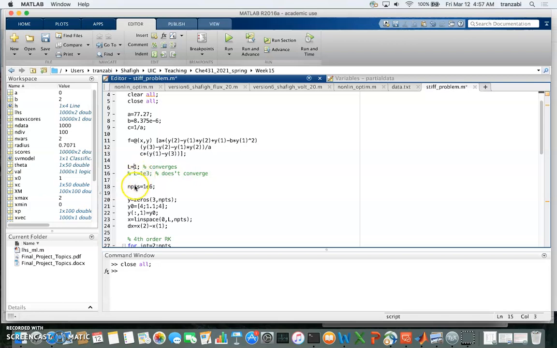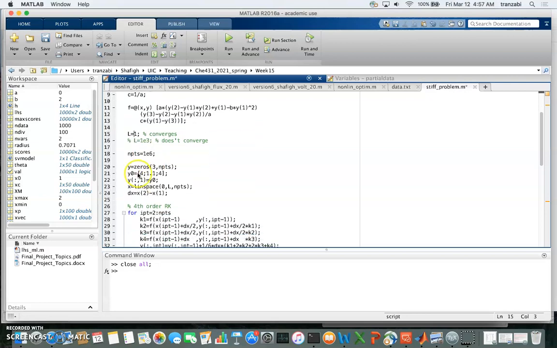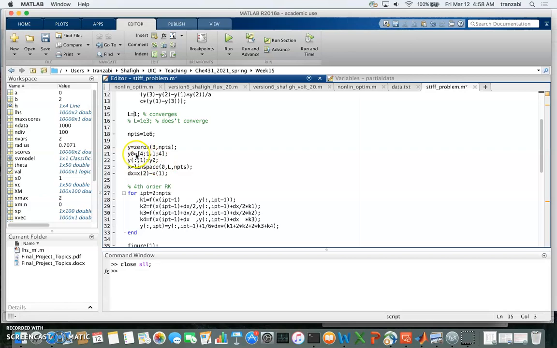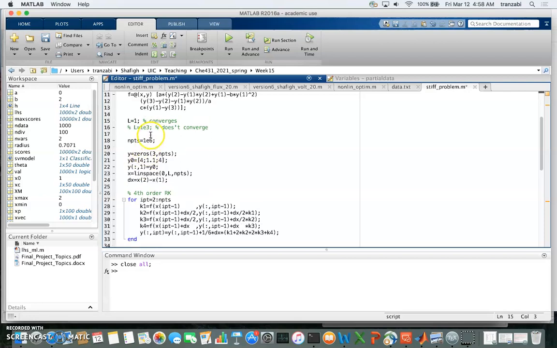Right. Now I have 10 to the 6 discrete points along the x-axis. And I initialize my y vector to be all 0. And then the initial values would be 1, 4, 1.1, and 4 for y1, y2, and y3. Okay, so I set the initial value to y0. So y0 will be assigned to the first column of the y vector. My y vector actually has 3 rows and 10 to the 6 columns. Each column corresponds to each x that I'm going to generate.